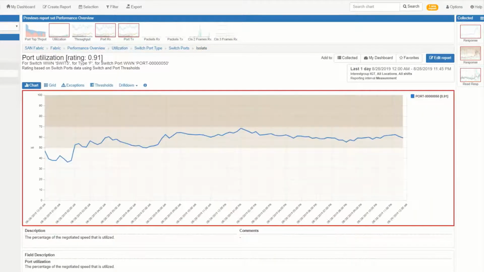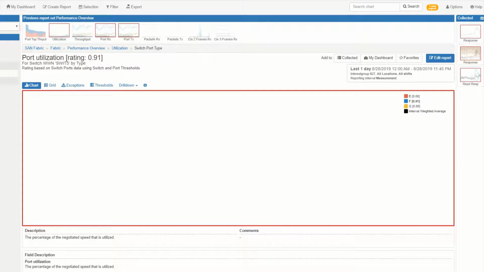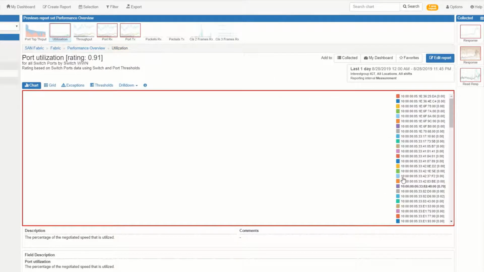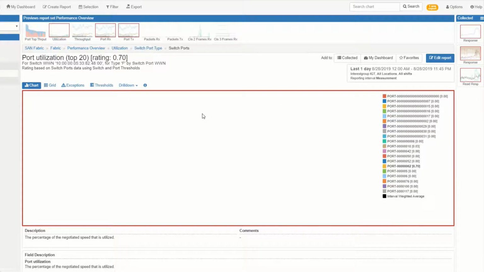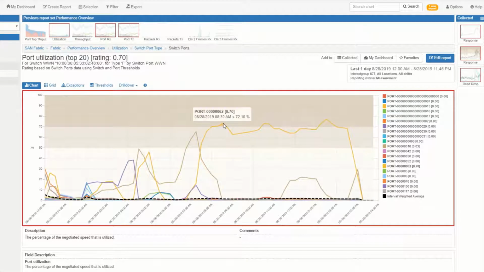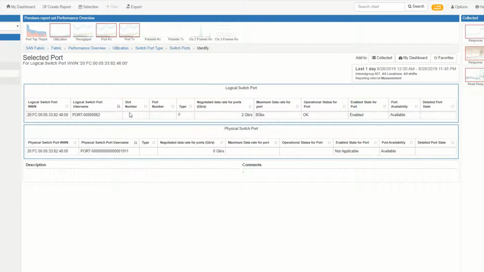Now we can also look at, and I'll just go back a couple screens, this other switch and its ports, the one that was rated with a 0.7, and I see I've got this port 00062 that has also a high percentage, and we can see that it's currently running at 2. But it's a maximum data rate of 8.